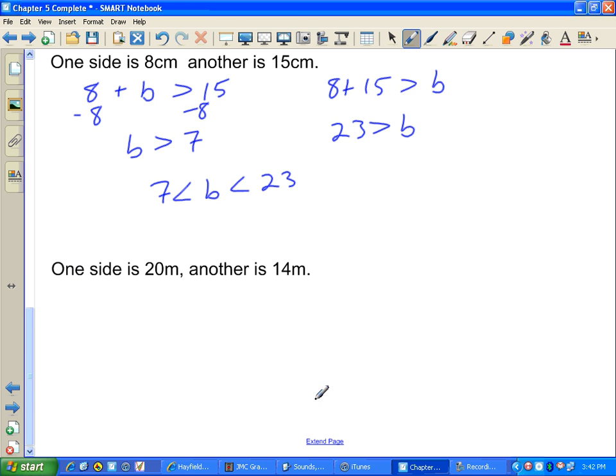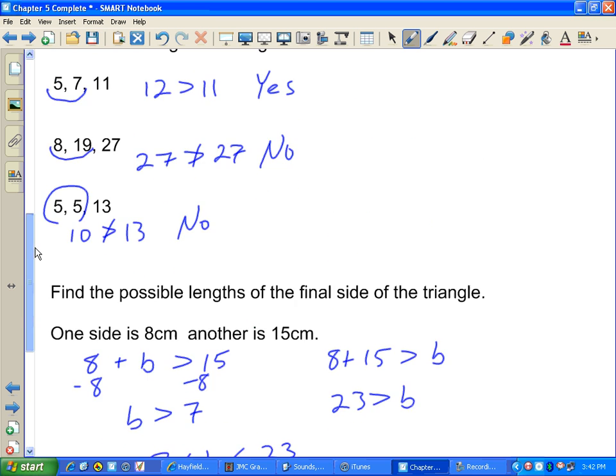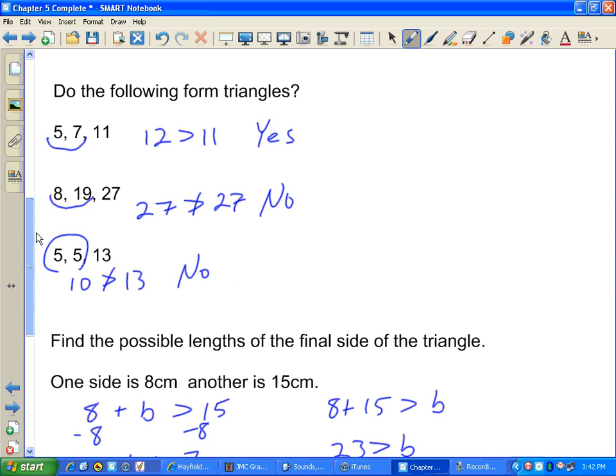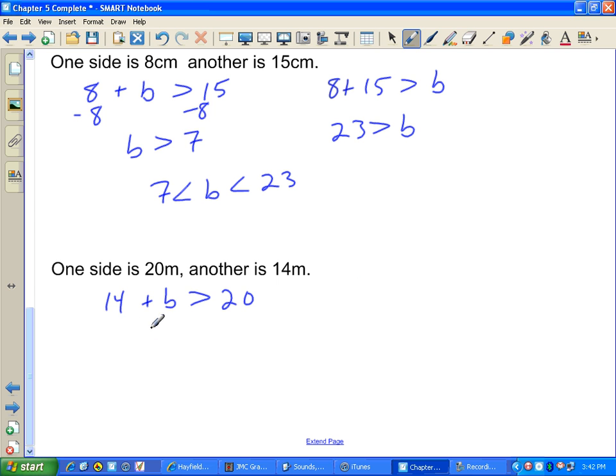So let's do one more like that. So I've got one side that's 20 meters and one side that's 14 meters. And I want to know what the last side is. Well, again, let's pretend it's one of the shorter sides. Well, then the short side plus the missing short side has to be larger than the long side. Okay, this is our triangle inequality theorem. Okay, which if I subtract 14 here, that means that B has to be larger than 6. Okay, because if it's equal to 6, I'd have 20, which isn't greater than 20.